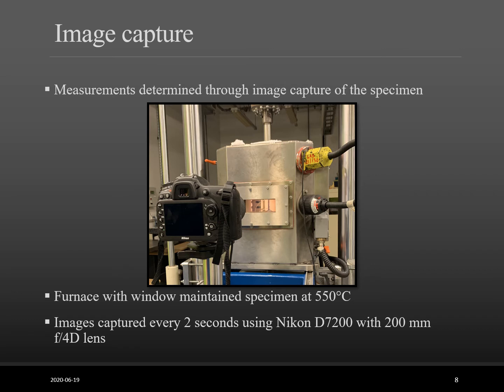A furnace with a window was used so that the specimen could be maintained at a temperature of 550 degrees C. The images were taken every 2 seconds using a Nikon D7200 with a 200mm lens that was capable of a maximum aperture of f4.